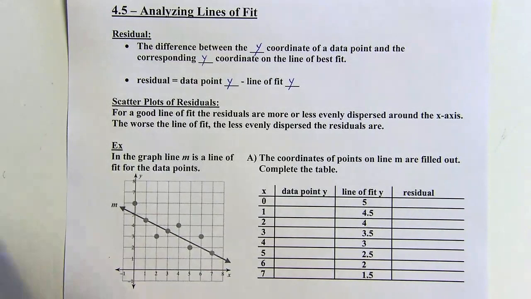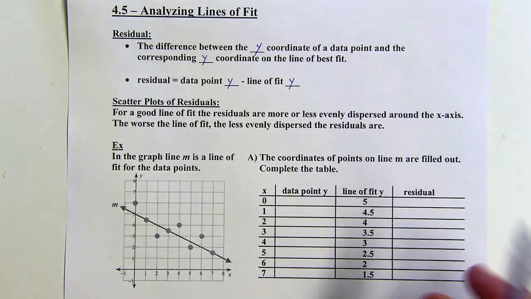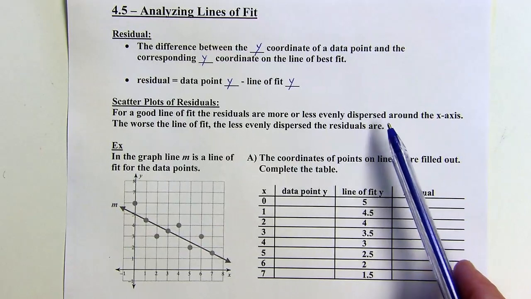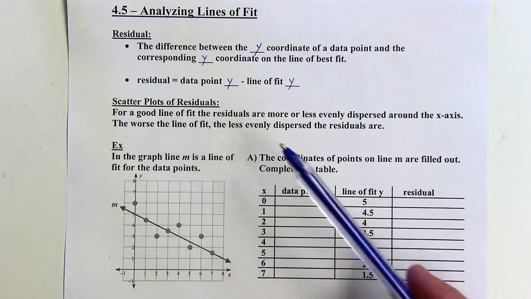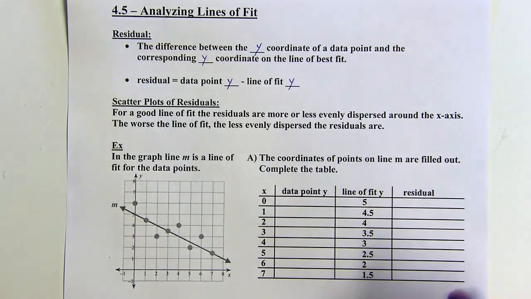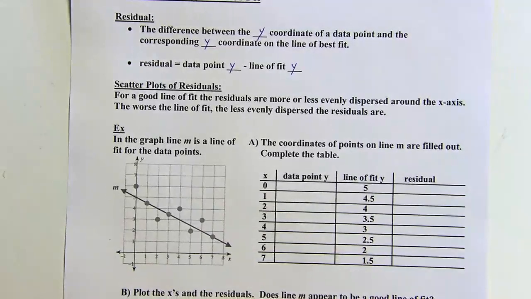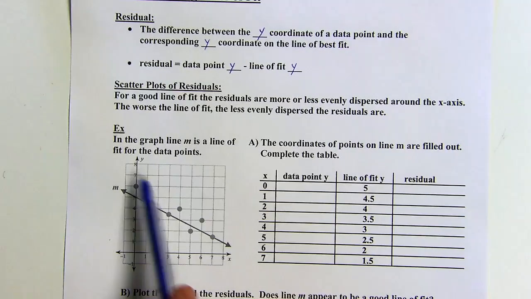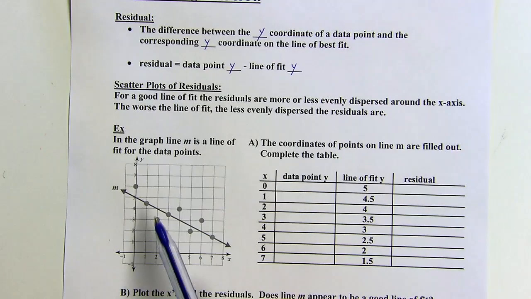Okay, so scatter plots of residuals. If we've got a good line of fit, the residuals are going to be more or less evenly dispersed around the x-axis when we graph them. The worse the line of fit, the less evenly dispersed those residuals are, and we'll get to that in this problem. I'll explain what I mean by that, okay? But in this graph, line M is a line of fit for these data points, okay?